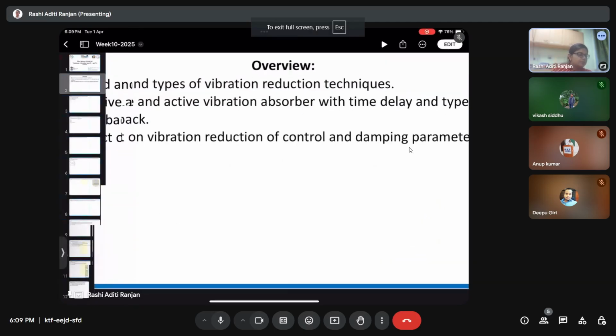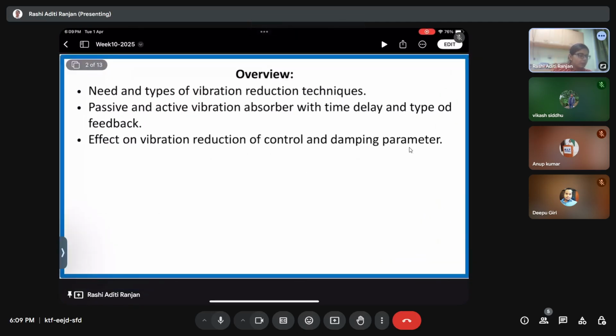So coming to the overview of what has been taught. This week's sessions were mostly revolving around vibration, absorption, and reduction. The question is, why do we have to think about vibration reduction? Why is it even needed?